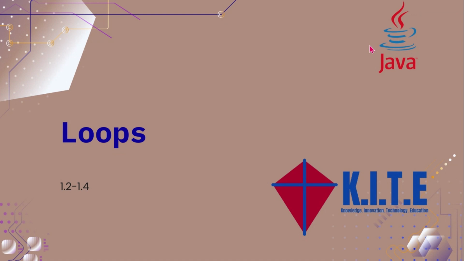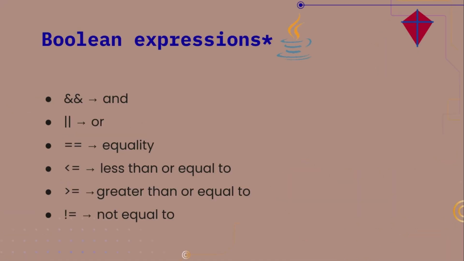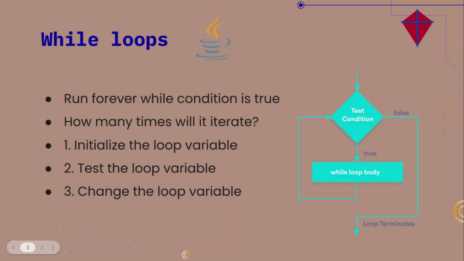Today, we're going to learn about loops. Boolean expressions. Before we get into loops, it's important to know these Boolean expressions because they're used a lot in loops. && means and, the double and. These two straight lines, ||, mean or. These two equal signs relate to equality, but one equal sign assigns a value. This is less than or equal to, greater than or equal to, and this is not equal to.